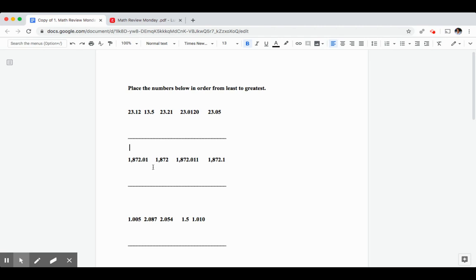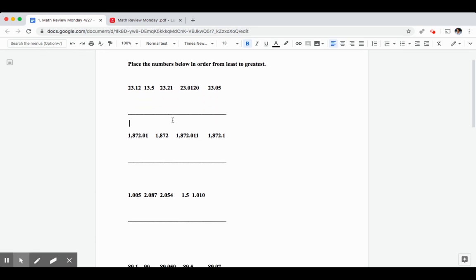So as a reminder, here are the things you'll need in order to complete this video. You'll need to have your math review for Monday, April 27th open. You'll need scratch paper and a writing utensil to write down your answers and solve the problems. Go ahead and grab those things and come back to this video when you have them.